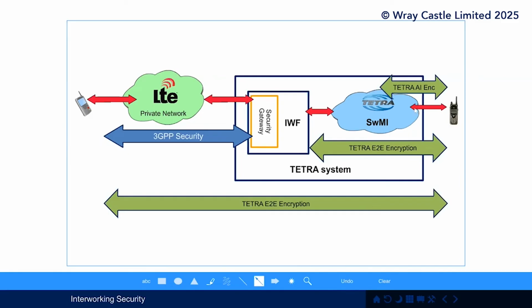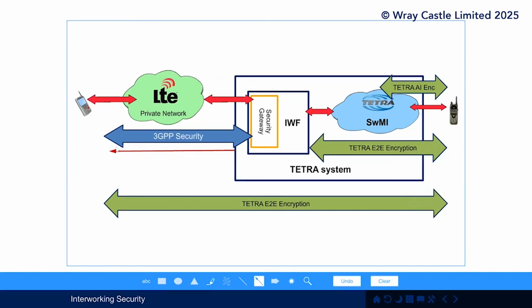But when we go through the IWF, we will hit this security gateway on the 3GPP side that interfaces to the 3GPP system. So what we can do is we encrypt end-to-end all the way through the network, or just over the air interface, and strip that encryption off on the security gateway and then pass it over to 3GPP network security techniques this side.